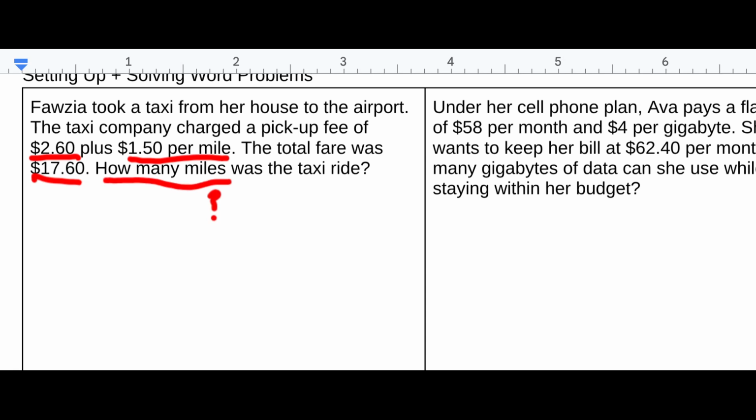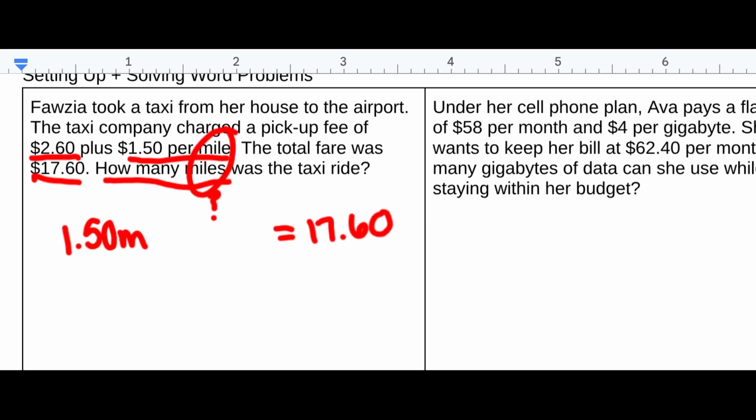So we're really good at picking out that $17.60 is going to be our total here. And most of the time, we see that the number that also means money is going to be the number by itself. So this one might be a little confusing to you because the 260 and the 150 both mean money. That's when you're going to have to look for your question. It says, how many miles was the taxi ride? The miles is what we don't know, and that $1.50 is what's per mile. So the $1.50 is going to be with the M.